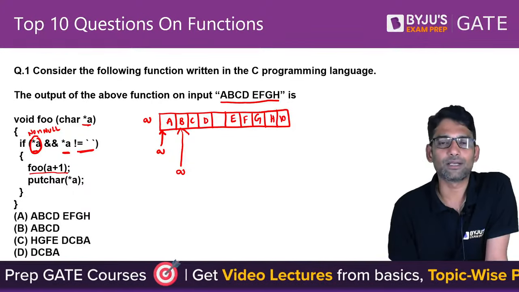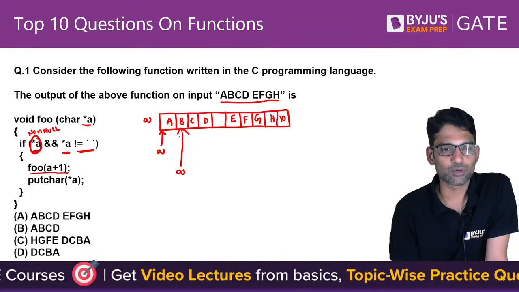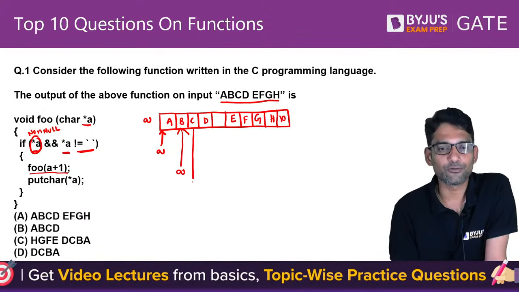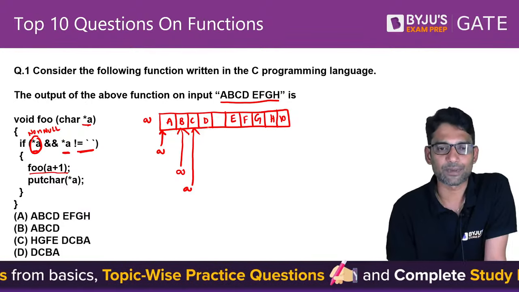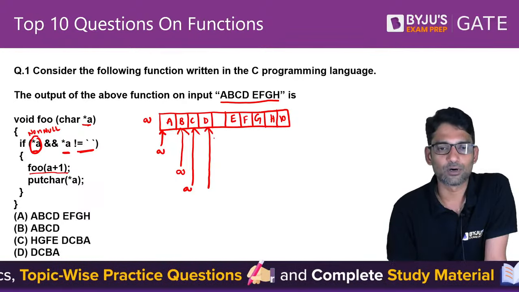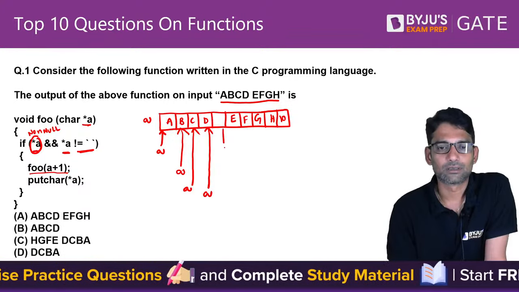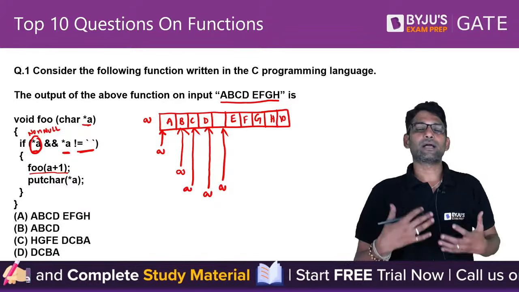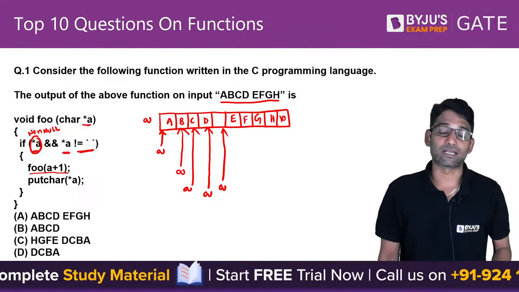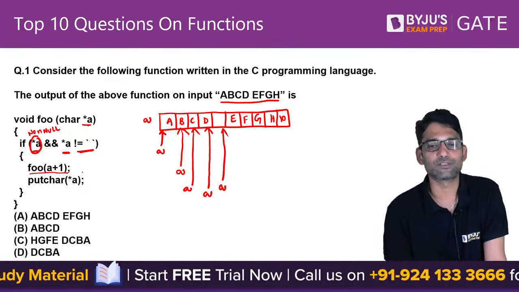It is non-null, not space. So foo of A plus 1. It is non-null, not space. So foo of A plus 1. Non-null, not space. Now the character at A is space. So the if condition is false.